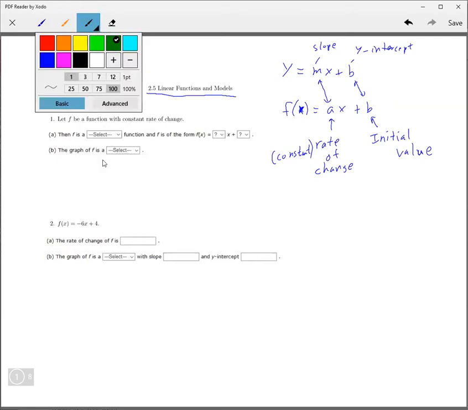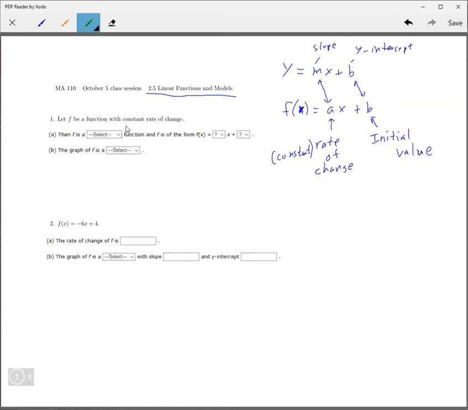Number 1, let f be a function with constant rate of change. That constant rate of change is your a here. Then f is a linear function, and it's of the form ax plus b. And the graph, of course, is a line.